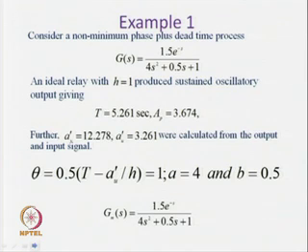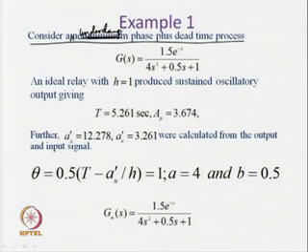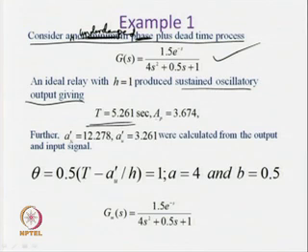Now, let us consider an underdamped plus dead time process model of this form. Then an ideal relay with h equal to 1 produces a sustained oscillatory output giving the half period T equal to 5.261 seconds and AP equal to 3.674. It is again unitless, okay, for the time being.